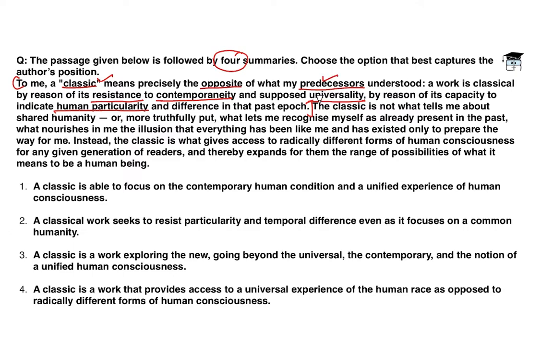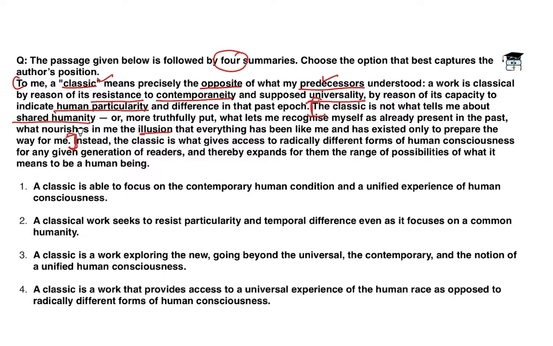Okay, let's read further. The classic is not what tells me about shared humanity, or more truthfully put, what lets me recognize myself as already present in the past, what nourishes in me the illusion that everything has been like me and has existed only to prepare the way for me. Instead, the classic is... okay. Now, from this line to this line, I can see that the author is talking about what classic does not mean.